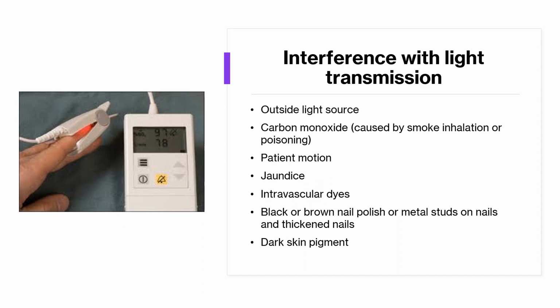Jaundice interferes with the ability of the oximeter to process reflected light. Intravascular dyes absorb light similar to deoxyhemoglobin and artificially lower saturation. Black or brown nail polish, metal studs in nails, and thickened nails can interfere with light absorption and the ability of the oximeter to process reflected light. Dark skin pigment sometimes results in signal loss or overestimation of saturation.